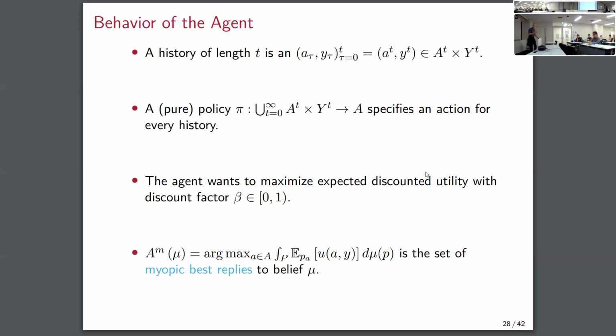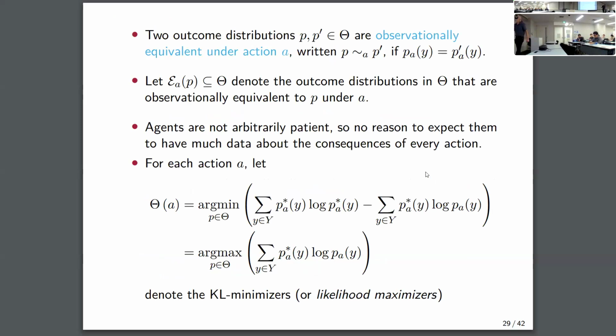So we'll say that two outcome distributions, P and P prime, are observationally equivalent under action A, that P sim P tilde, if given action A, they have the same distribution. So it might be a completely different action where you can tell these vectors apart, but given this action, they're the same. And let this calligraphic E sub A of P be all the outcome distributions in theta observationally equivalent to P under action A. That's going to matter because we don't want to assume agents have lots of data on every action. For each action A, let theta A be the likelihood maximizers or KL minimizers. You can give this two different ways: it's the P's that maximize the expected likelihood, or the P's that minimize the divergence. We'll stick a minus sign here and add this constant.